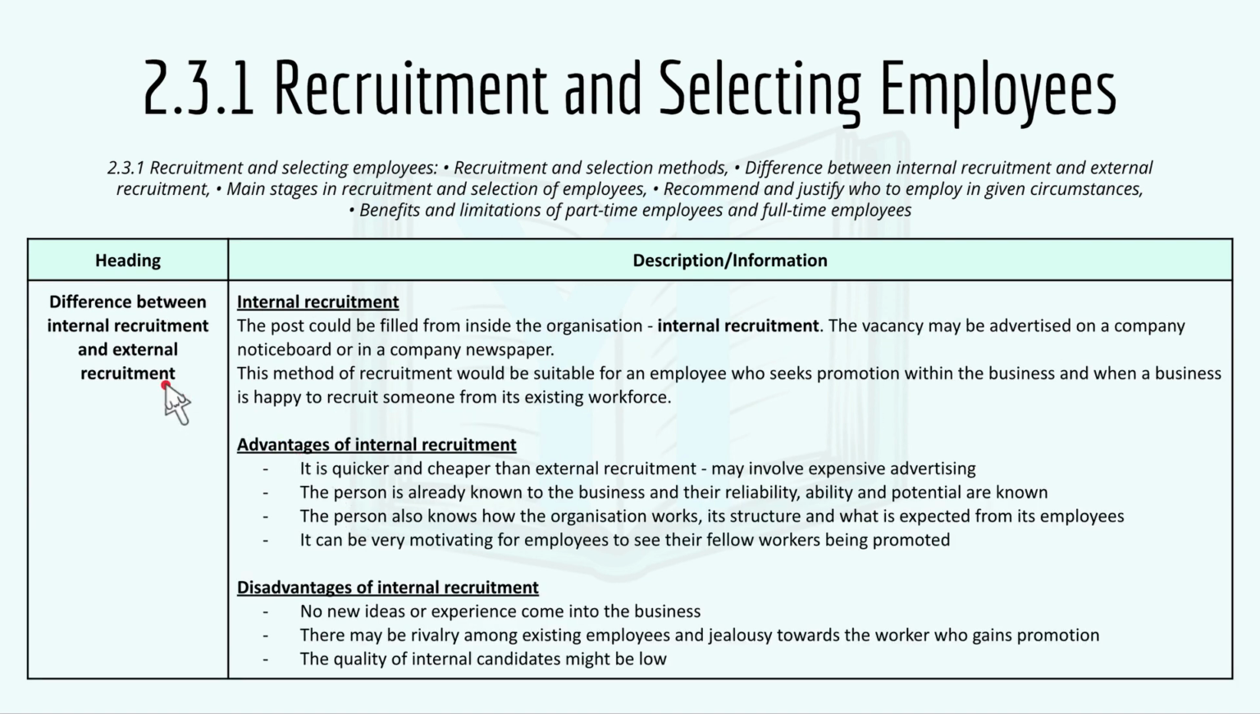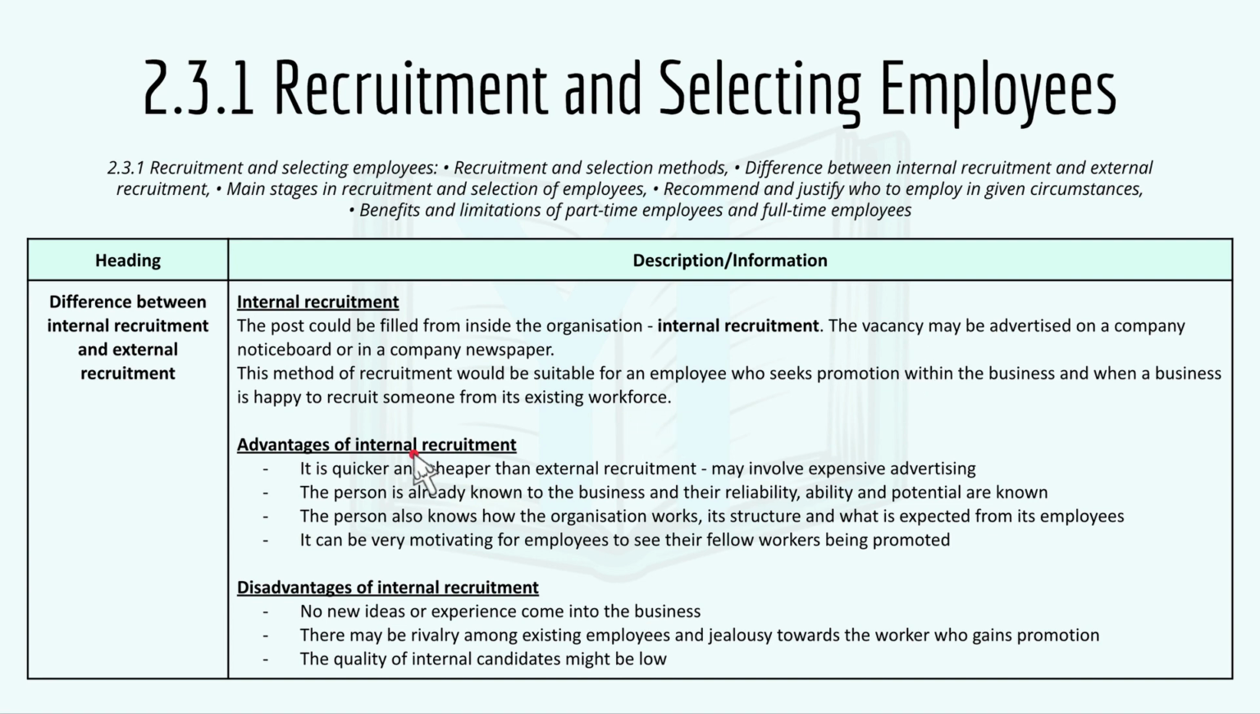Then we have the difference between internal and external recruitment. For internal recruitment, the post could be filled from inside the organization, which is internal. It's quite obvious. And the vacancy may be advertised on the company's notice board or in the company's newspaper.